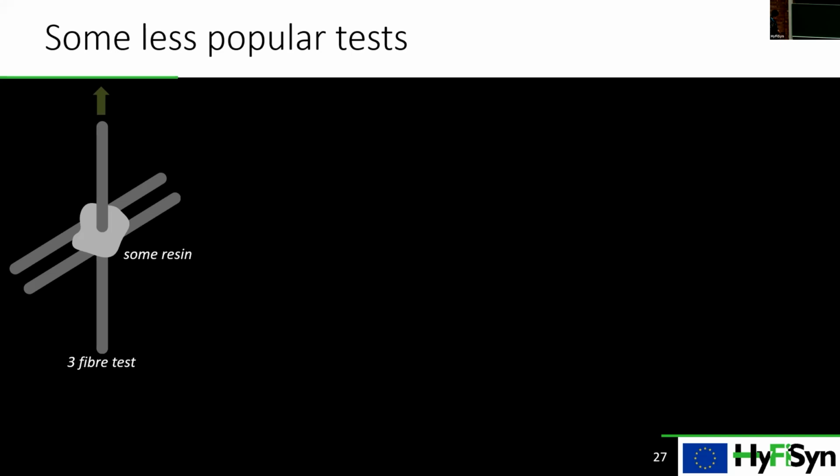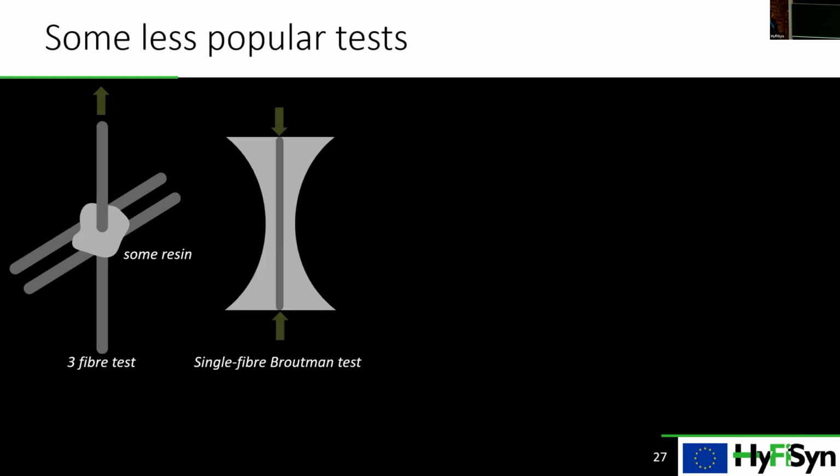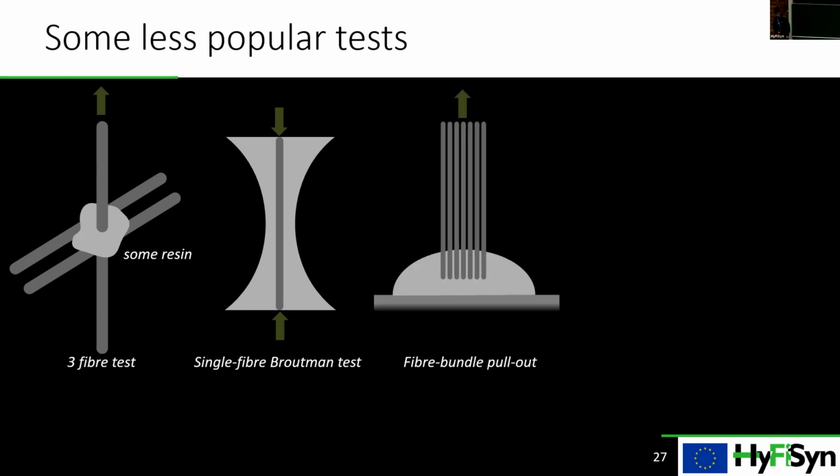I will also mention some honorable mentions, which are not that popular compared to the previous 4 tests. We have a 3-fiber test where we have 2 horizontal fibers and 1 vertical fiber that you pull, and there is some resin attaching these 3 fibers. We also have the single fiber Broadbent test where you do compression on a double notched specimen. We also have, instead of a single fiber pullout, a fiber bundle pullout.